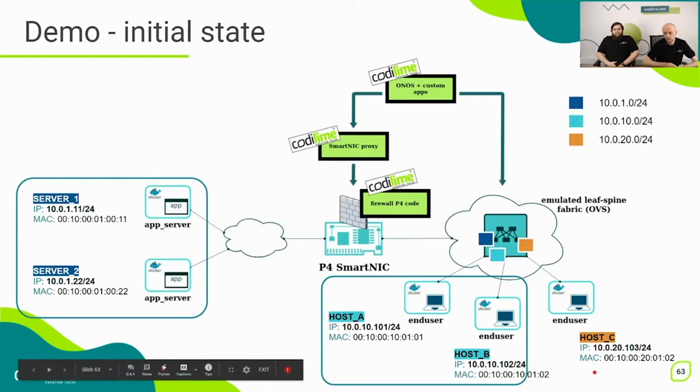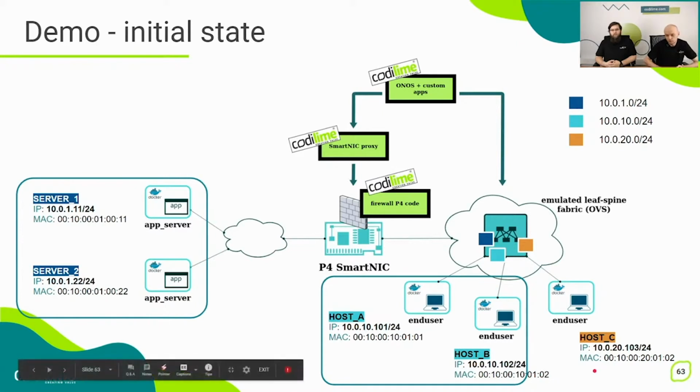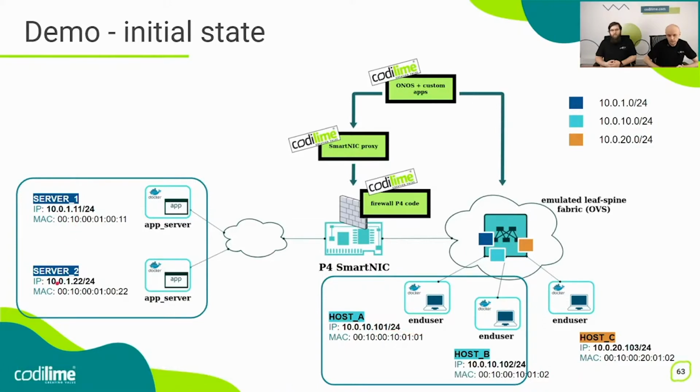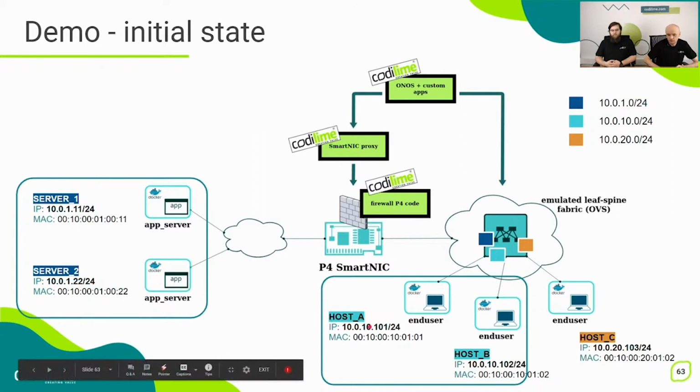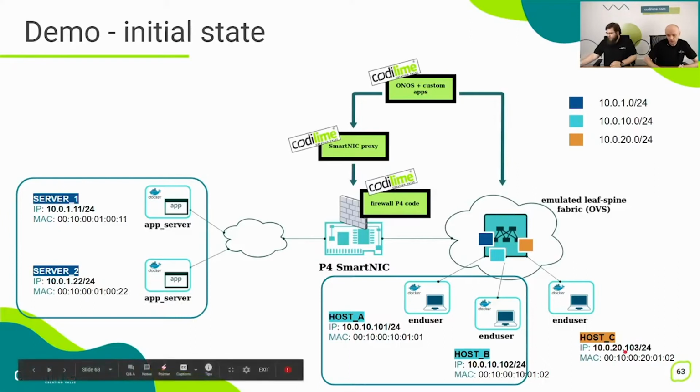Okay, so first let's take a look at what the entire network configuration looks like. There are 3 IP subnets configured at the leaf-spine fabric, as you may remember. Server 1 has IP address 10.0.1.11. Server 2 has IP address 10.0.1.22, and they are in the same subnet. The IP address for host A is 10.0.10.101, and .102 is for host B, and they're also in the same subnet. And we've also got host C with IP address 10.0.20.103, which is in another subnet. Okay, having said that, I think we are ready to watch the first video.